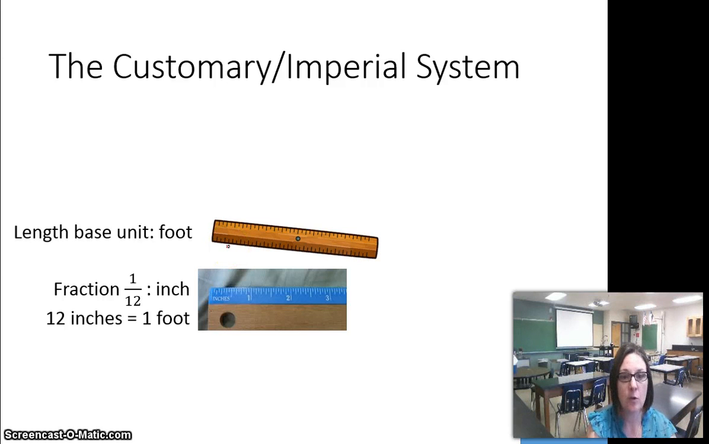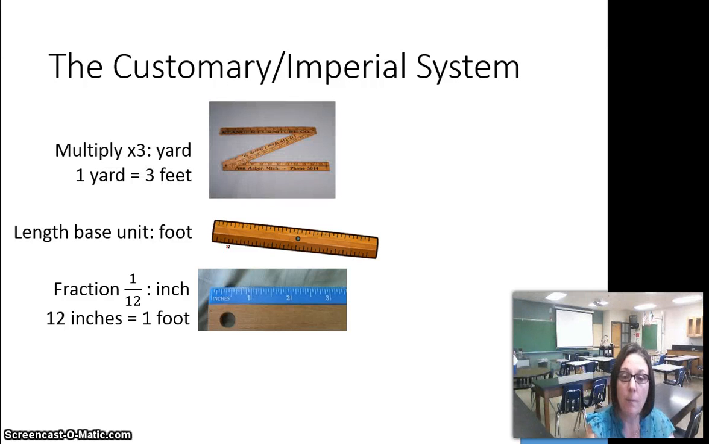Well, let's say you're measuring something larger now. Maybe you want to measure the length of your classroom. So you would get your ruler, but you probably don't want to use feet because that's too many feet. So instead you would want a multiplier. The first multiplier in this system is the yard, which takes a foot and multiplies it times 3. So 1 yard would be 3 feet.